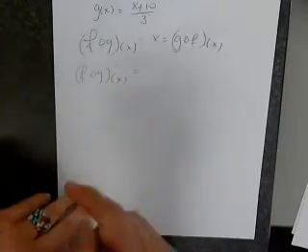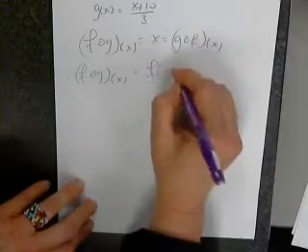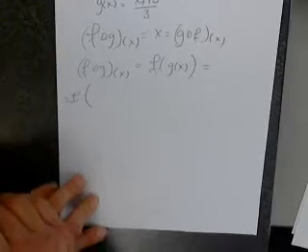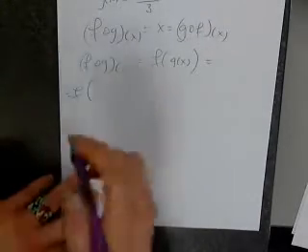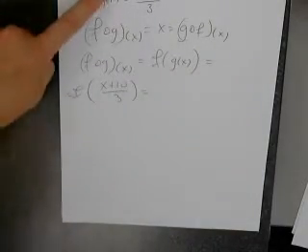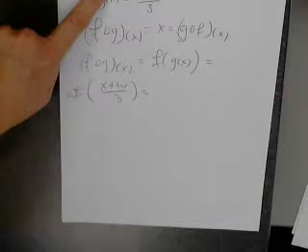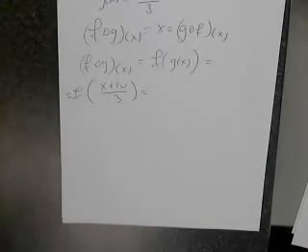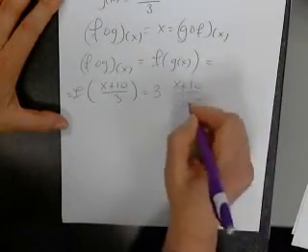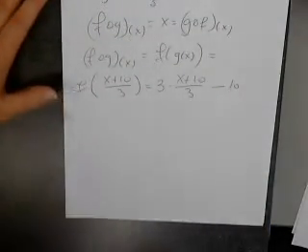By definition, what does this mean? Very good. f of g of x, which means f of, very good. Now I look at f. f tells us this, 3 times whatever minus 10. How do I write that? 3 times x plus 10 over 3 minus 10. What do I have to do next?